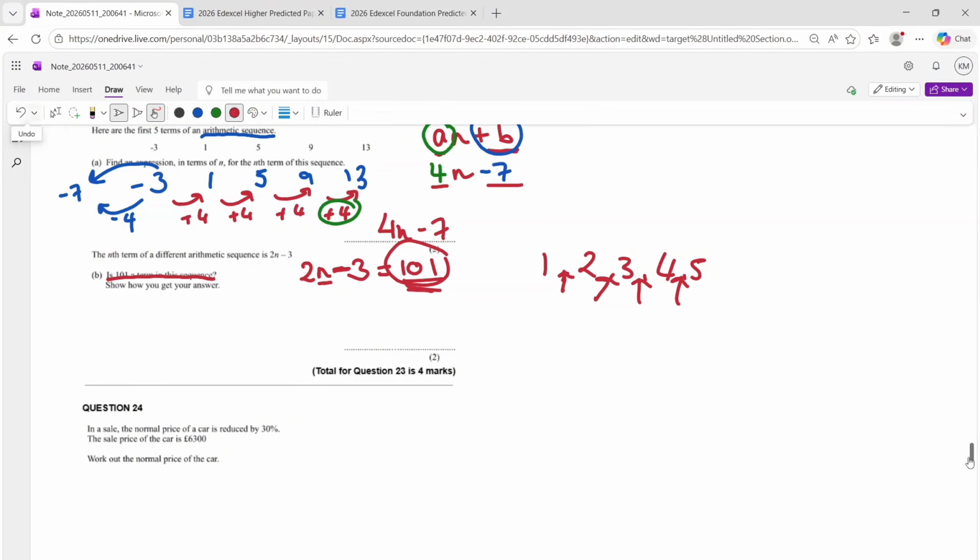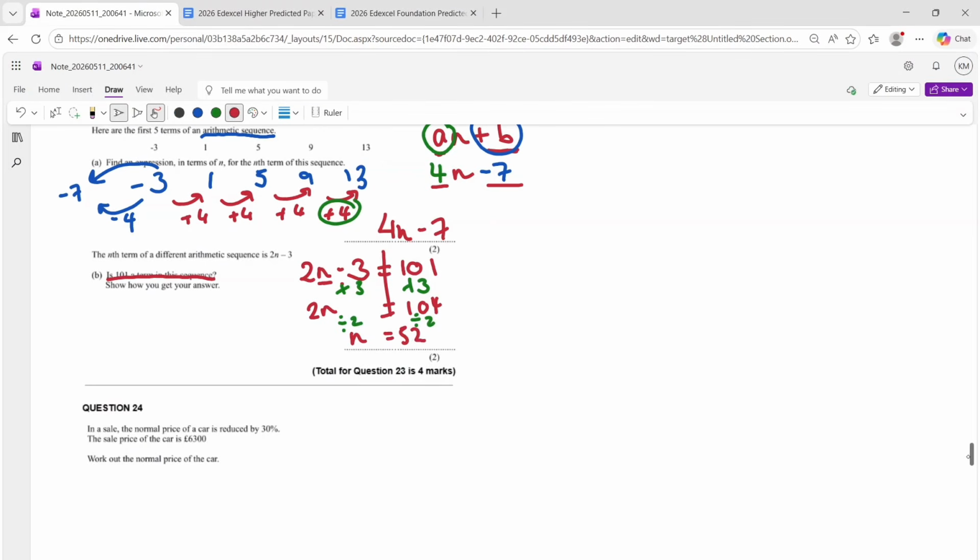So get rid of that so I can show you what to do there. So I'm going to get rid of those. So I'm going to solve this. I'm going to add 3 to both sides. We went through solving earlier, and that gives me 2n equals 104. Divide by 2 on both sides, and that gives me n is a whole number. n is 52. So therefore it is in the sequence. It's the 52nd term in the sequence.